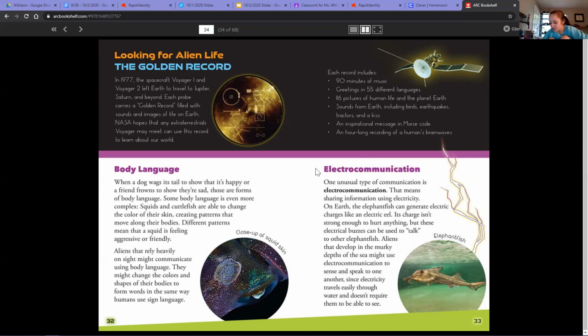One unusual type of communication is electrocommunication. That means sharing information using electricity. On Earth, the elephant fish can generate electric charges like an electric eel. Its charge isn't strong enough to hurt anything, but these electrical buzzes can be used to talk to other elephant fish. Aliens that develop in murky depths of the sea might use electrocommunication to sense and speak to one another, since electricity travels easily through water and doesn't require them to be able to see. And this photo over here says close-up image of squid skin, and then this one is the elephant fish.